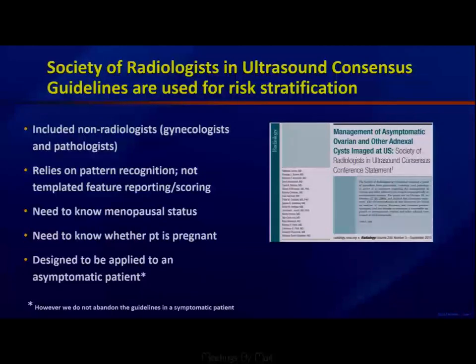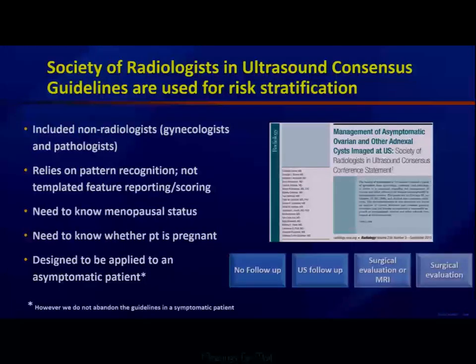The SRU guidelines rely on knowing the patient's menopausal status, and of course whether the patient is pregnant or not. These are guidelines that were developed to be applied to an asymptomatic patient, but as you all know in your practice, you're not going to abandon these guidelines because someone's symptomatic. We use the same pattern recognition, perhaps with some nuance to our interpretation in those who are symptomatic.